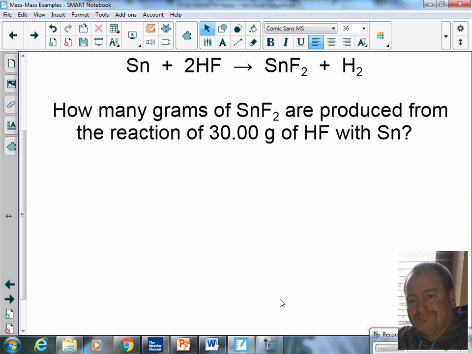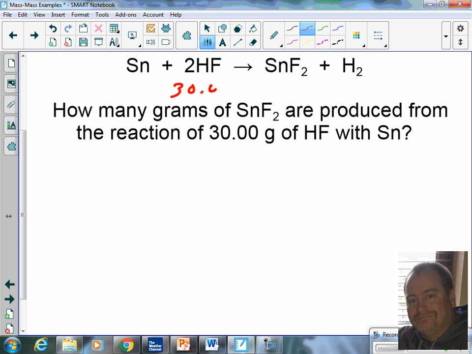So what does step number 3 say of the problem? Step number 3 tells me to do what? Determine the known and the unknown quantities. What is the known quantity? That I have 30.00 grams of HF, right? What is my unknown? Grams of SnF2. So, I'm going from mass of HF to mass of SnF2.